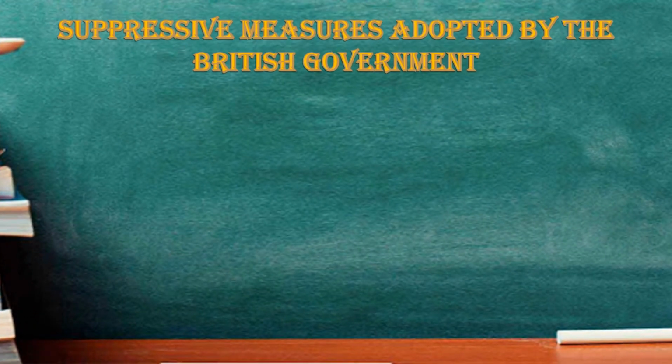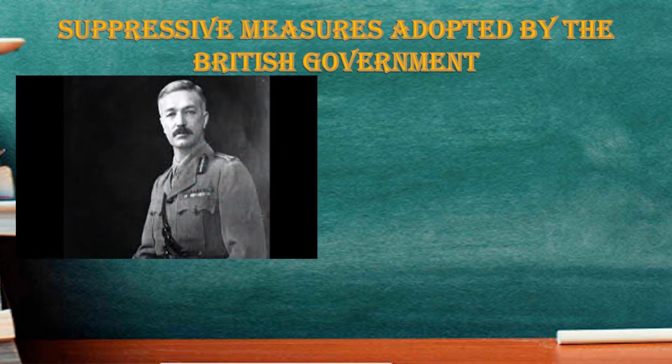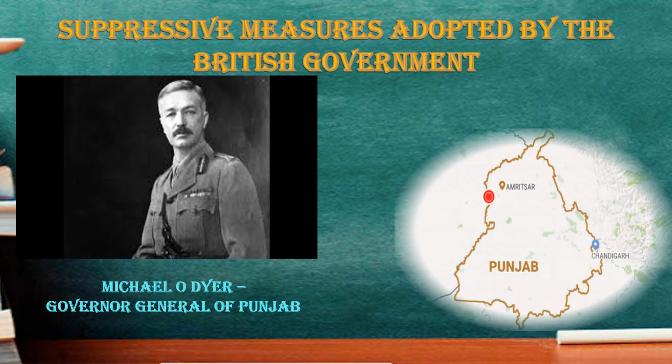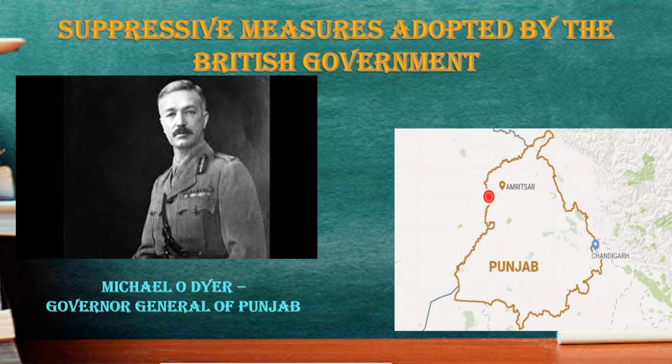Suppressive measures adopted by the British government. Since the Satyagraha movement was very fierce in Amritsar, the Governor of Punjab, General Michael O'Dwyer, banned public meetings. Even Gandhiji was prohibited from entering the province of Punjab. Many important leaders also got arrested.